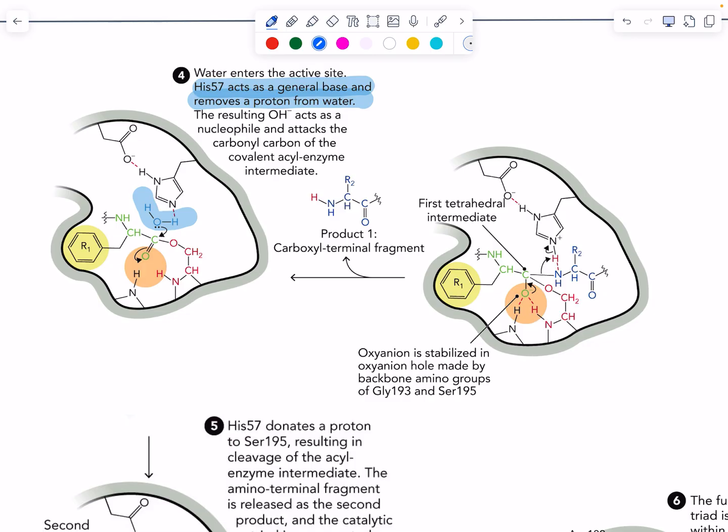And where is the carbonyl carbon? The carbonyl carbon is the carbonyl that formed between the serine residue and our N-terminal fragment. So we see the same thing happening all over again. This is going to break down the acyl enzyme intermediate. So what we're going to get is, here we go.